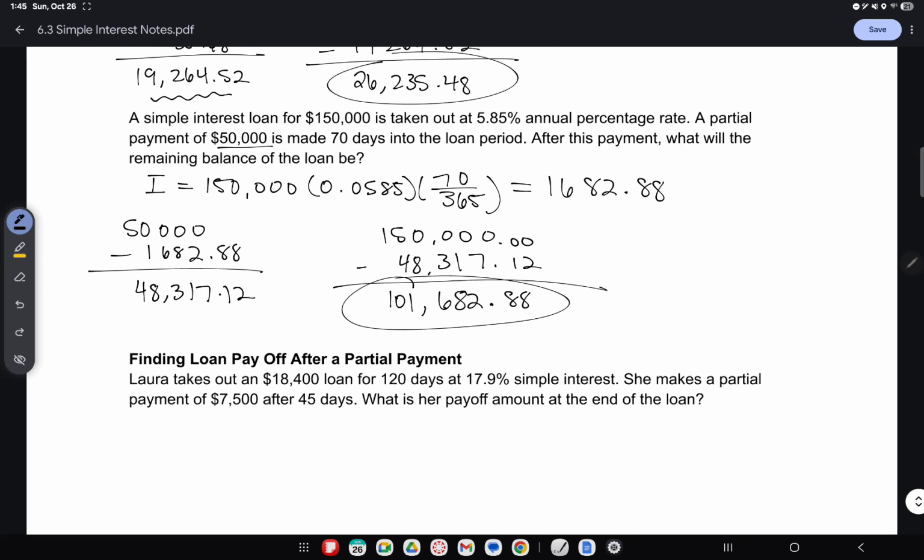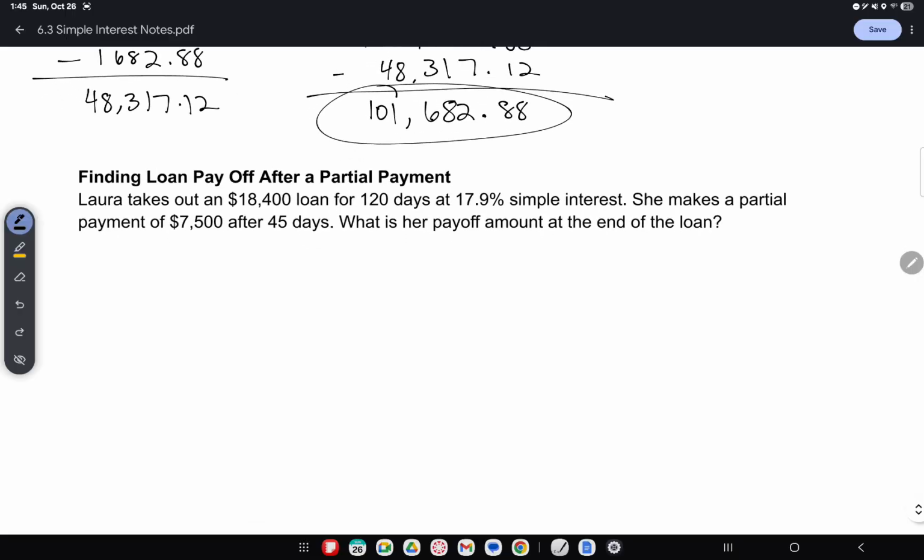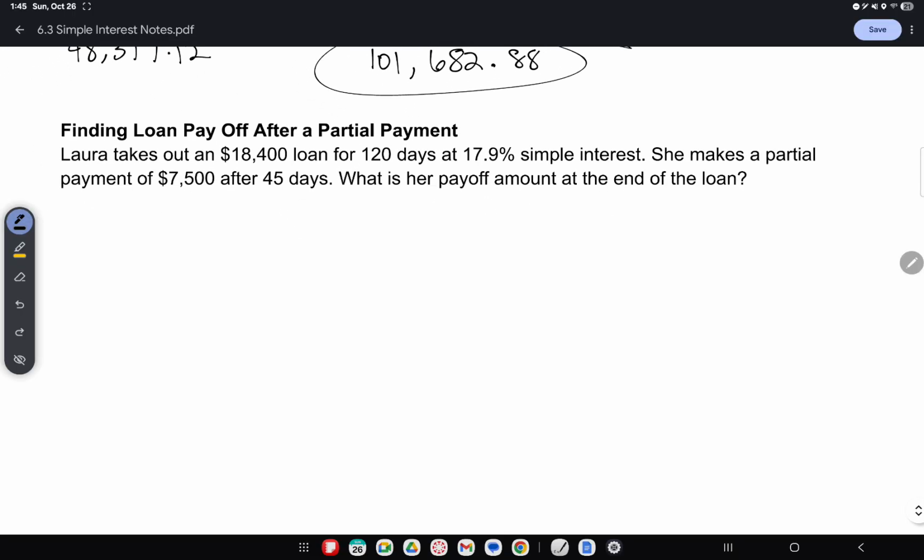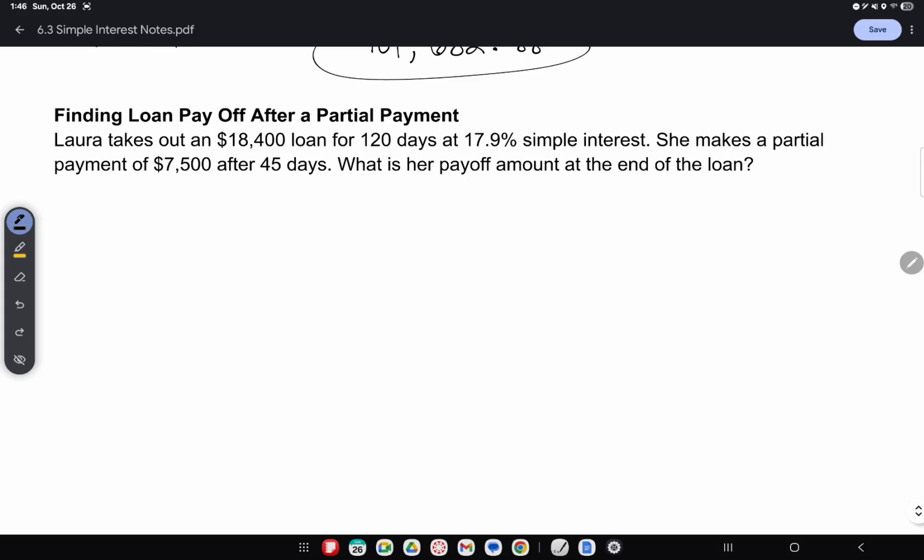All right, finding the payoff after a partial. So Laura takes out $18,400 loan for 120 days at 17.9 simple interest. She makes a partial payment after 45 days. What's her payoff amount at the end of the loan? All right, so let's find what we've been doing, and then we'll find what's left. So, gotta find the interest.